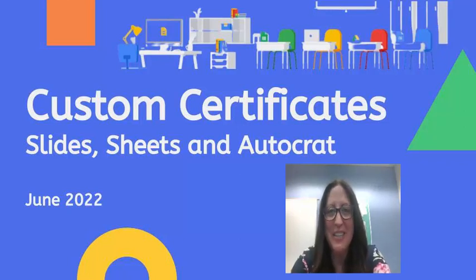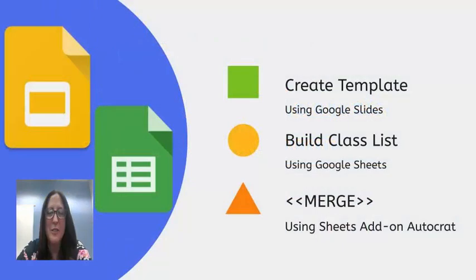Today we're going to take a look at using custom certificates created through Autocrat. First, we need to create a template. Whatever kind of certificate you want to generate, best would be to use Google Slides. There's lots of options for adding nice graphics, for lining them up perfectly just the way you like.